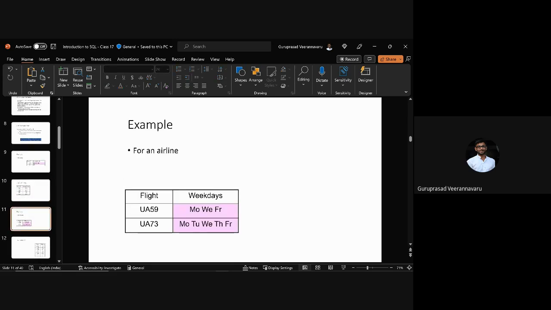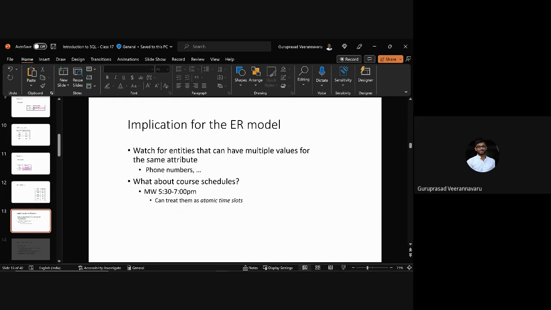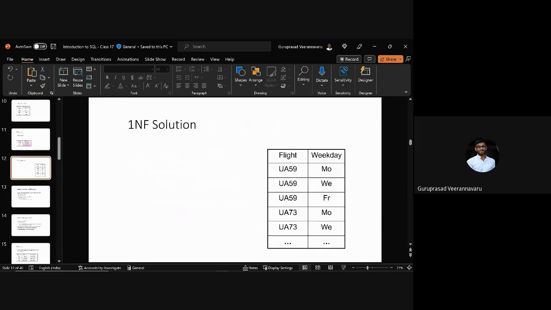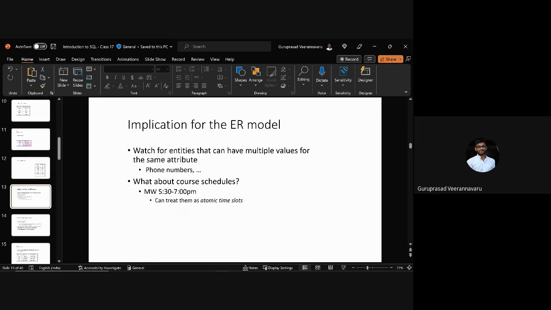Let's say if you had a flight and it is running for certain days, then you do it this way. So in the entity relation model, whatever entities have multiple values, we convert them into a different table. So then comes second normal form.